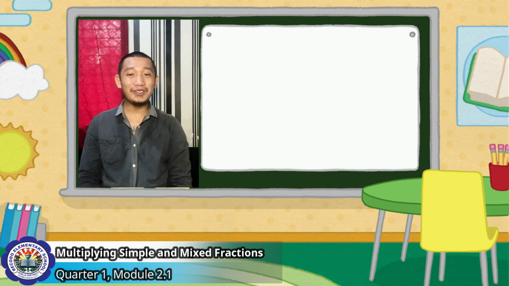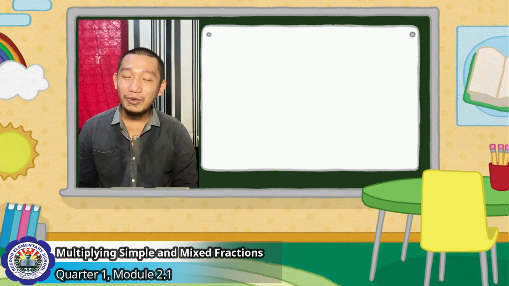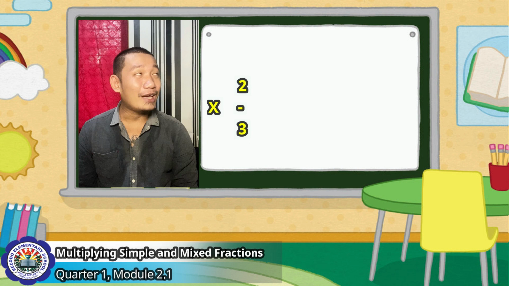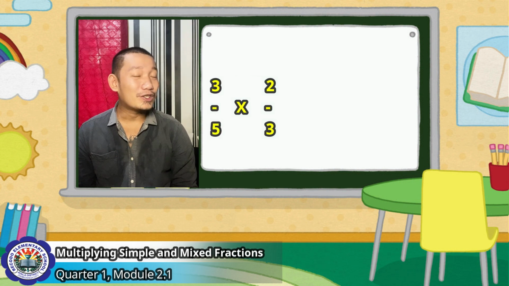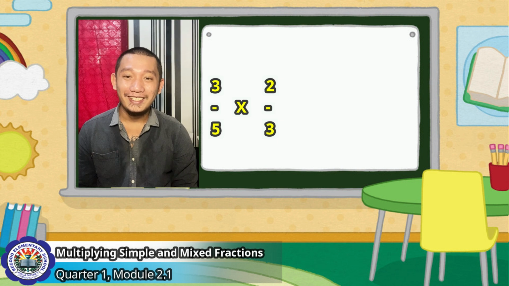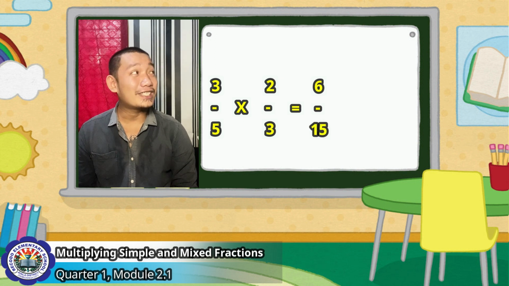Now let us proceed with how to multiply simple fractions. Given an example of 3/5 times 2/3, we will multiply it right away. 3 times 2 will give us 6. And of course, 5 times 3 will give us 15.